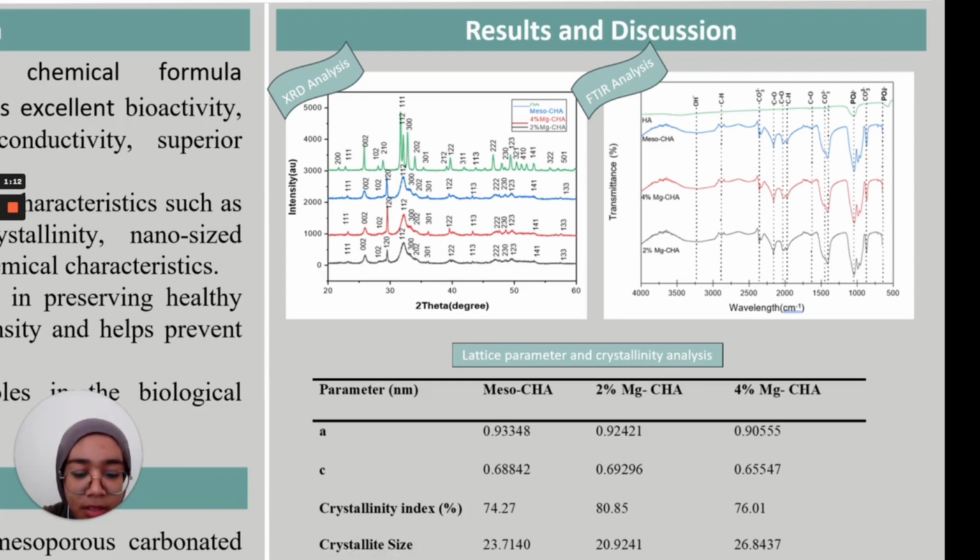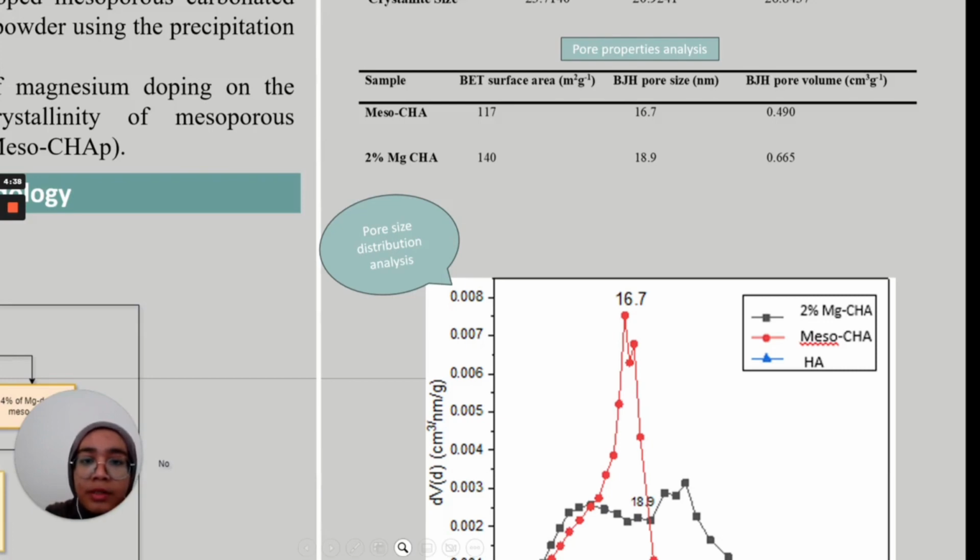Past research mentioned that doping of magnesium will decrease the intensity of hydroxide ion vibration mode as well as broaden the phosphate band. We can see from the graph that 2% and 4% magnesium in the HAP lattice exhibit the characteristic as the past research. This is the table that we obtained from the BET analysis.